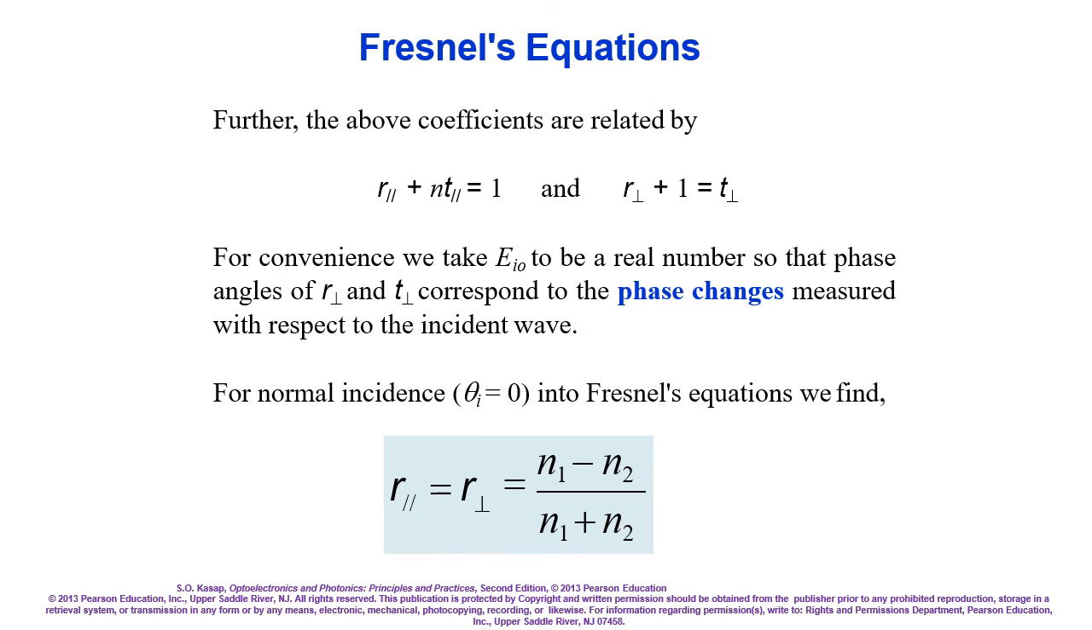Further, the above coefficients are related by R parallel plus n T parallel equals 1, and R perpendicular plus 1 equals T perpendicular. From there we can see that for normal incidence, when theta i equals 0, the Fresnel equations for R parallel and R perpendicular are the same, and that is n1 minus n2 divided by n1 plus n2 for normal incidence.